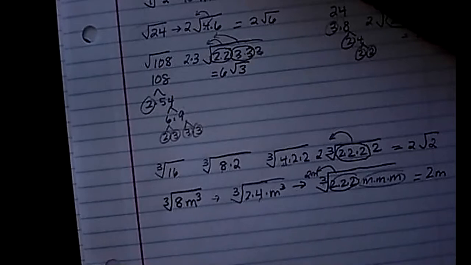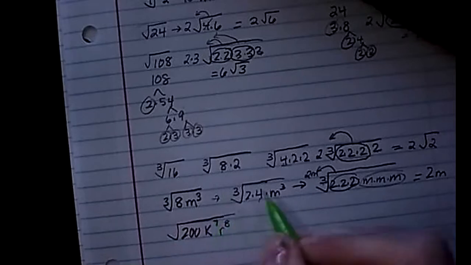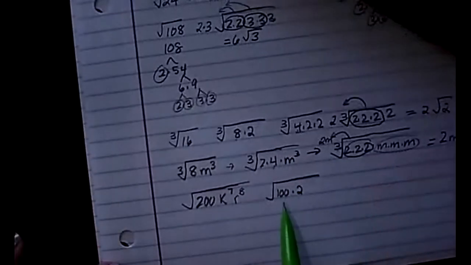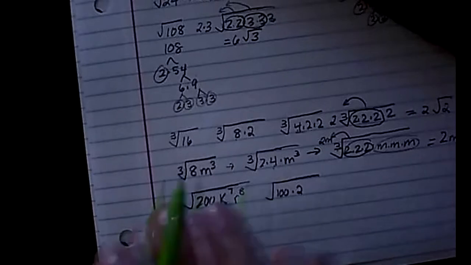All right, let's try another one. Let's do 200, k to the 7th, r to the 8th. Let's try this. All right, so I need to break down 200. So 200 would be 100 times 2. Now I could keep going, but I know the square root of 100 is 10. So I'm going to stop there.